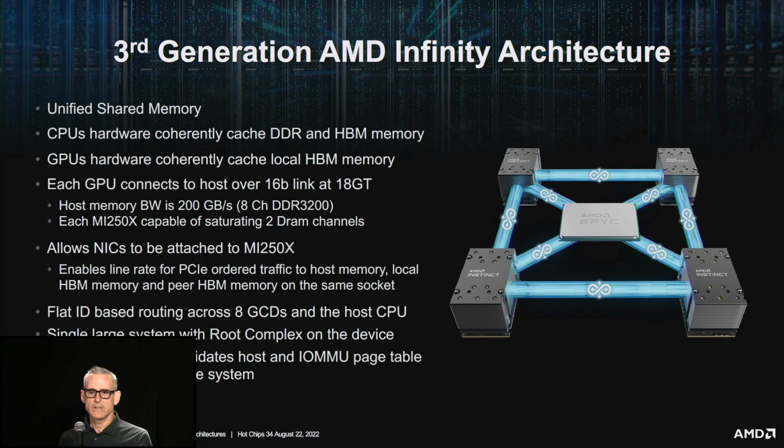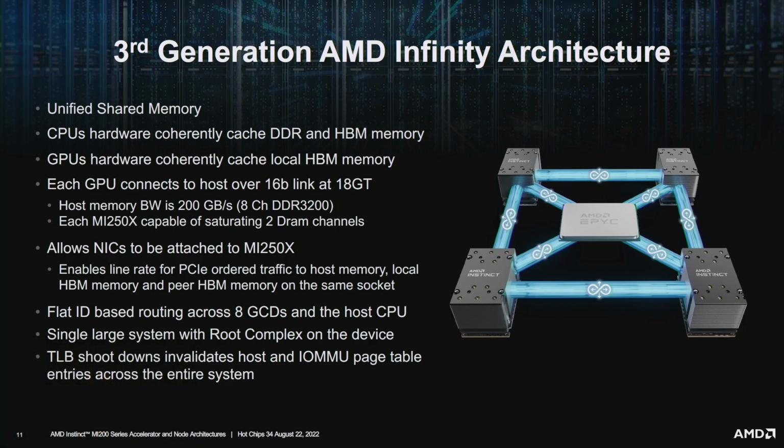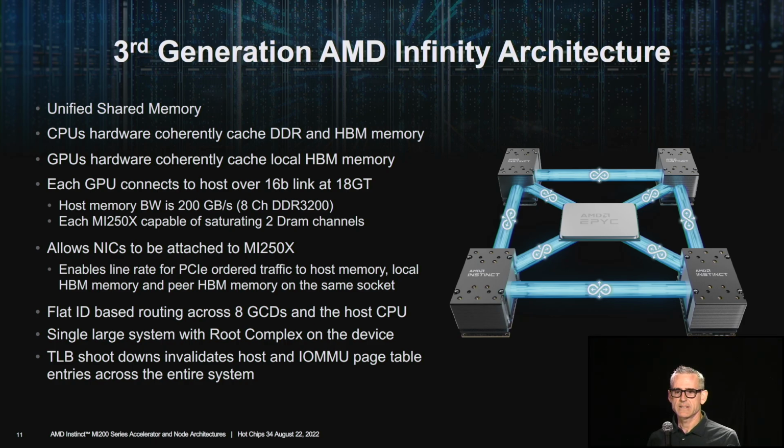The third generation AMD Infinity architecture brings together multiple MI250X modules and the EPYC CPU into a unified shared memory node. This allows programmers to have fewer explicit and redundant memory allocations and fewer explicit memory migrations. As a result, it is easier to migrate existing CPU-only codes to the accelerator.